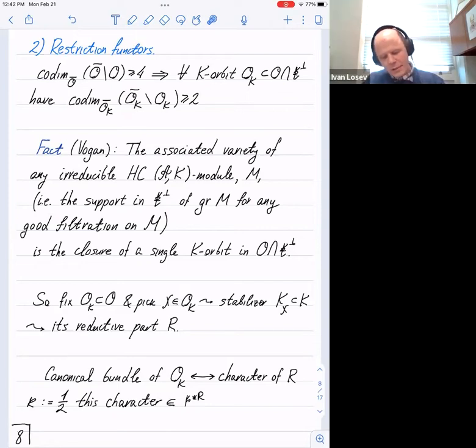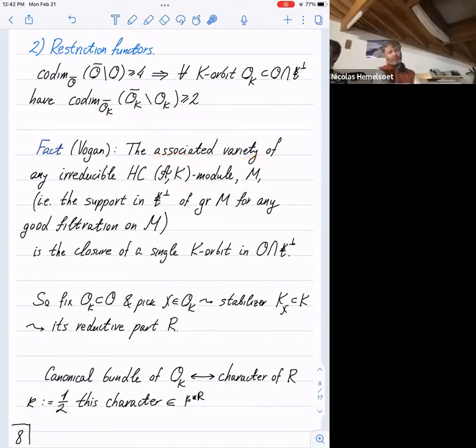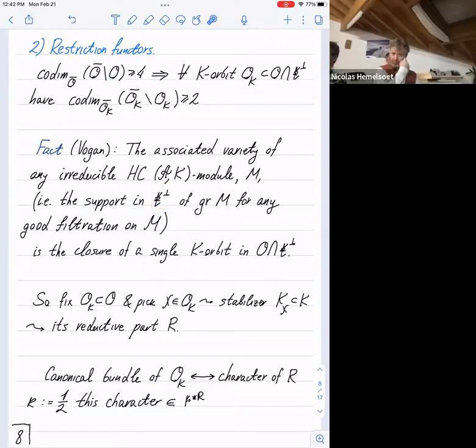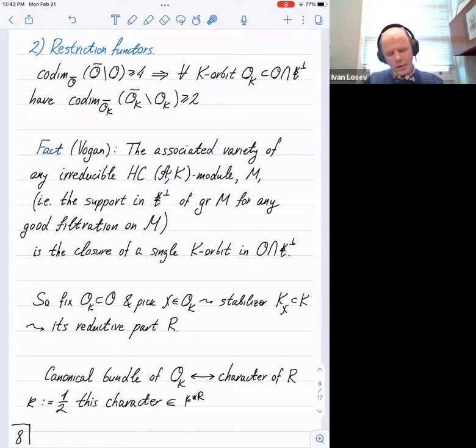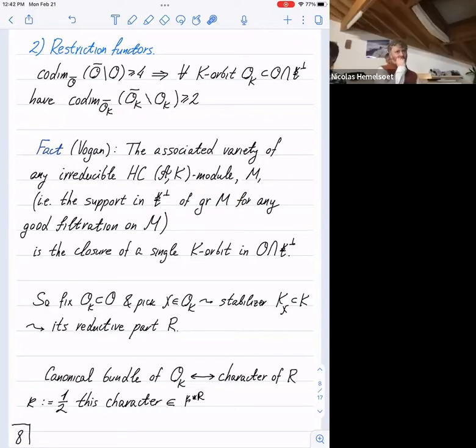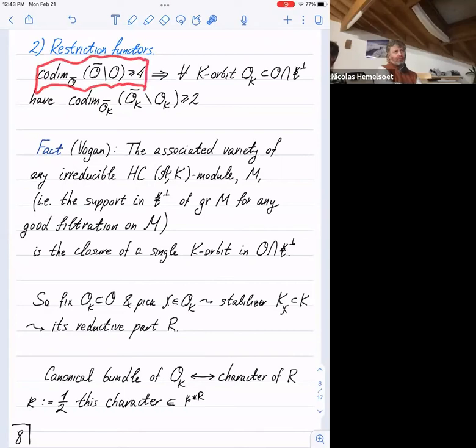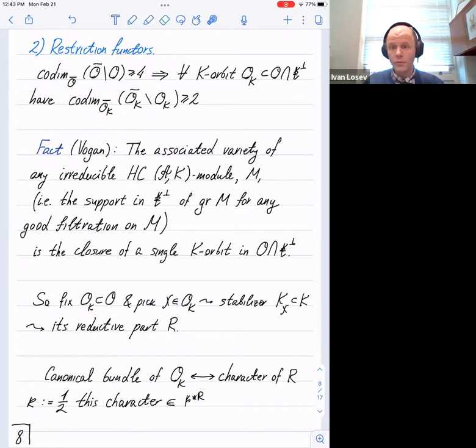Now, under this condition, something good happens. Namely, if you take an irreducible Harish-Chandra module over this quantization A, then its associated variety, and the associated variety is the following. You take some good filtration on your M, then you take the associated graded with respect to this good filtration. It's actually a module over functions on the space, and then you take the support. So that's the associated variety. Under this codimension condition, the associated variety is guaranteed to be irreducible. So it's just the closure of one of these guys. In general, if you don't impose this condition, then the associated variety may fail to be irreducible. You already see it in the case of SL2, for example.